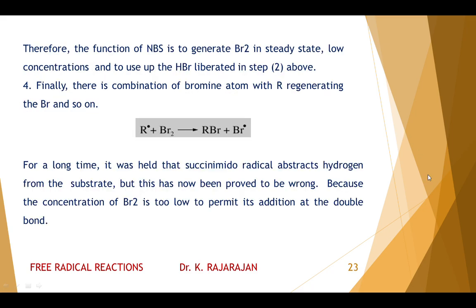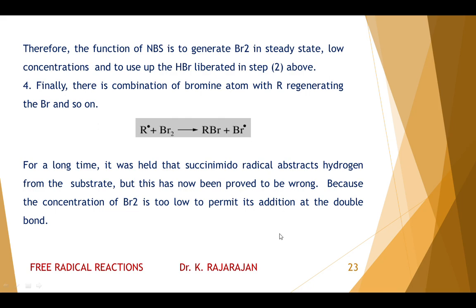Therefore, the function of N-bromosuccinimide is to generate bromine in steady state, low concentrations, and to use up the hydrogen bromide liberated in step 2 above. Finally, there is combination of bromine atoms with R, regenerating the bromine and so on, so that the R free radical combines with the bromine molecule giving RBr and a bromine free radical.